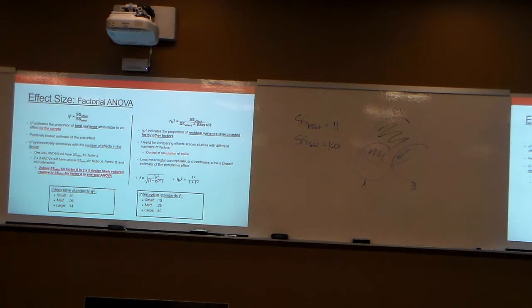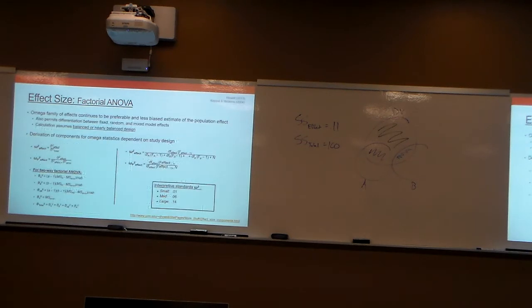Other questions? Okay. So that's eta squared, omega squared, or excuse me, eta and partial eta squared. We also have omega and partial omega that we can talk about. Again, remember that omega squared is preferable and that it tends to be a less biased estimate of the population effect. So if we're talking about eta squared and partial eta squared, it's a good descriptive statistic for these data that I'm looking at right now.